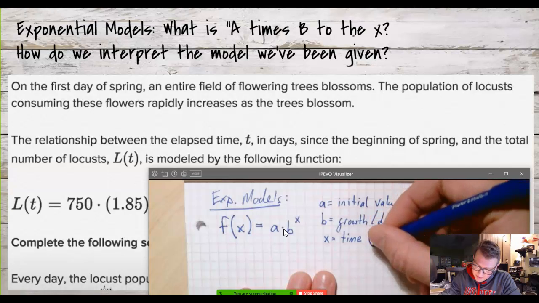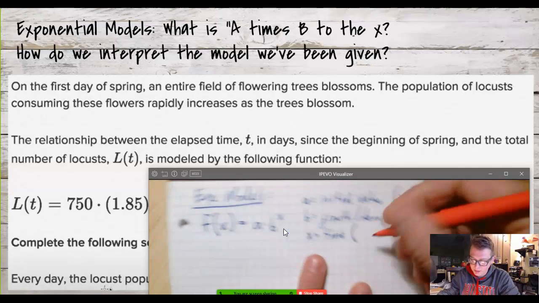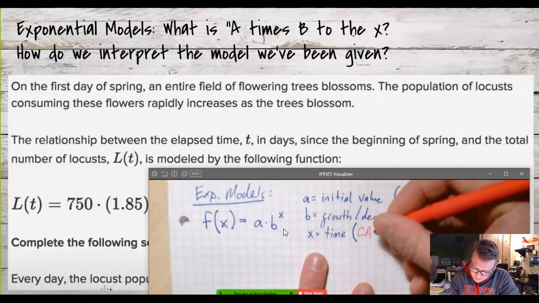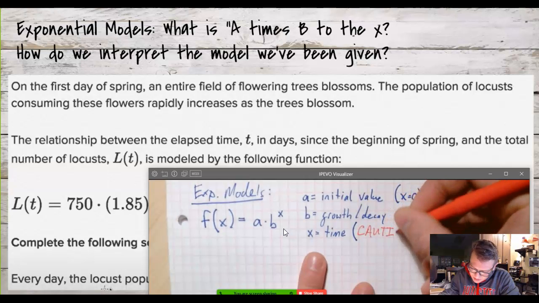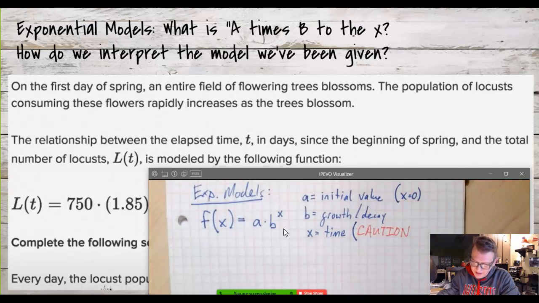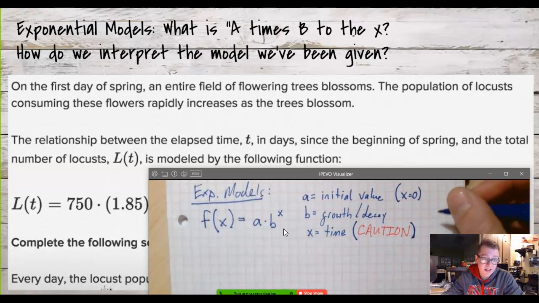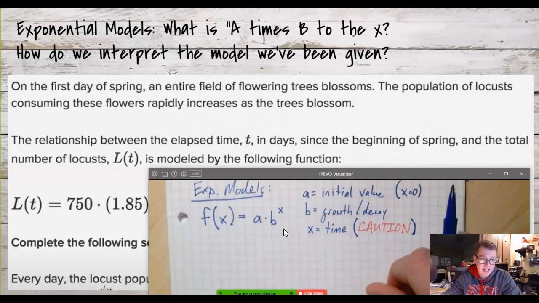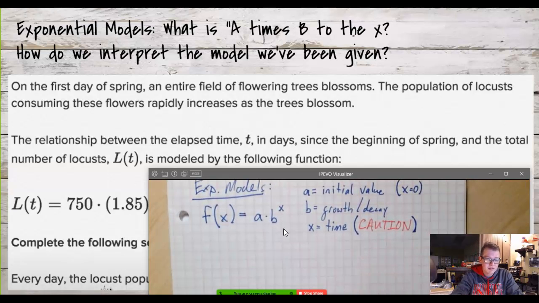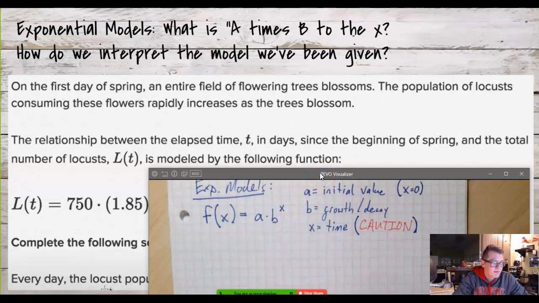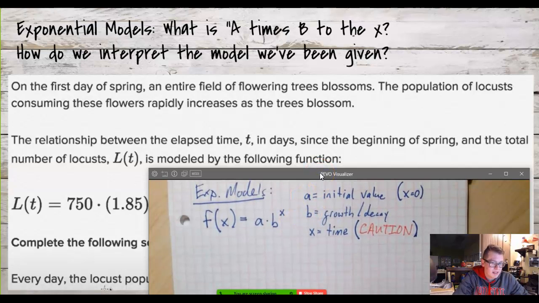So after time here, I'm just going to put caution. Do not fall into the trap of thinking your exponent is always days or your exponent is always years. You got to be careful for that specific situation. So guys, that's the trap door in these situations. Does that make sense?